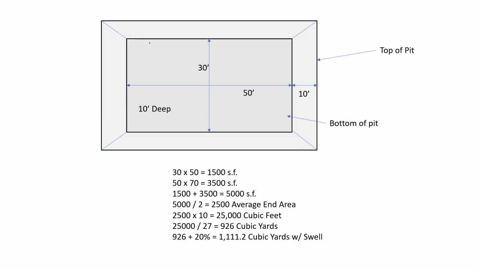25,000 divided by 27 equals 926 cubic yards. And then we had a swell factor of 20%. So 926 plus 20% equals 1,111.2 cubic yards of swell. Isn't that swell? Well, this is how you do it. Hopefully you were able to follow that okay. We'll have some practice questions for you at some point.